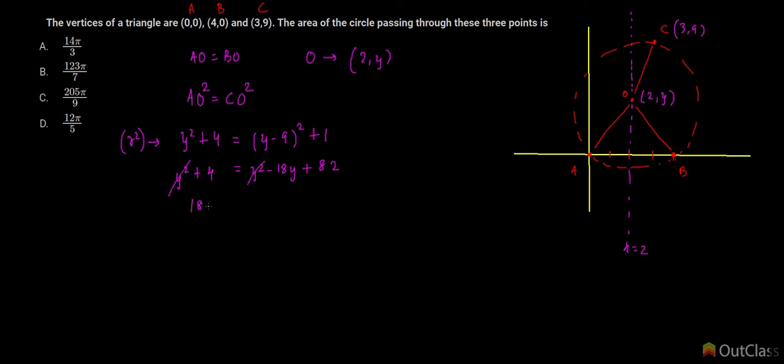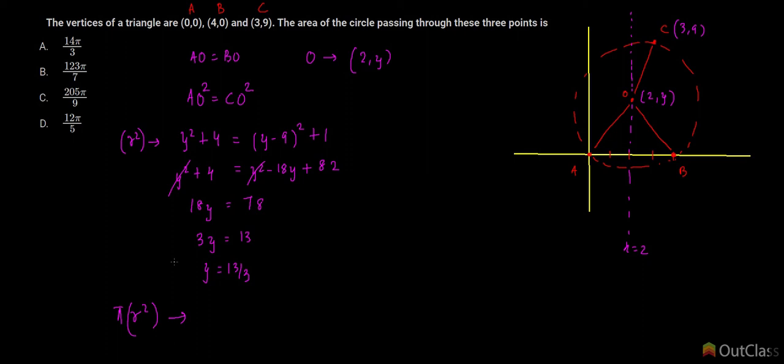Take the 18 to the other side. 18y is equal to 78. Take out a 6. 3y is equal to 13. y is equal to 13 by 3. And I want pi r square as my answer. What's r? Okay, we don't have to find r. We only need to find pi r square.